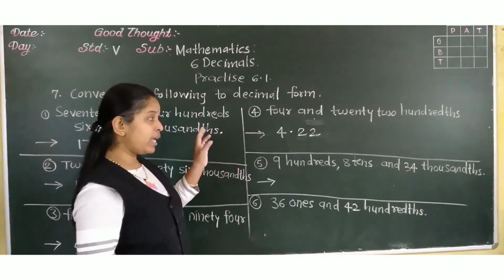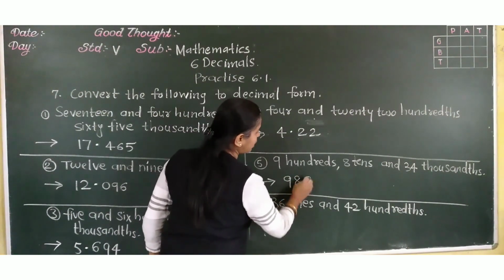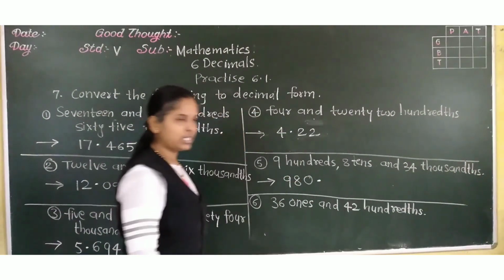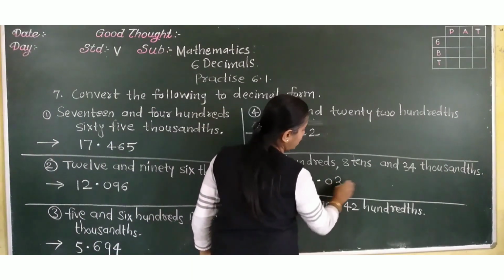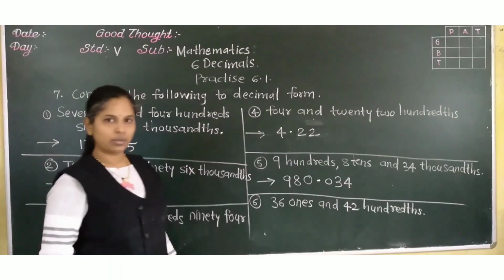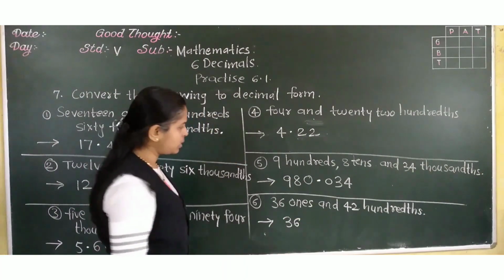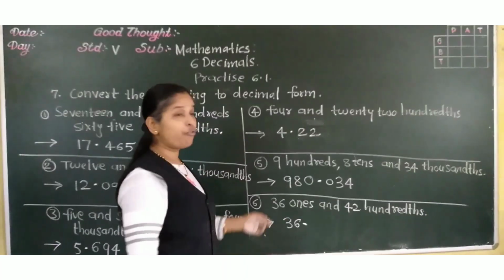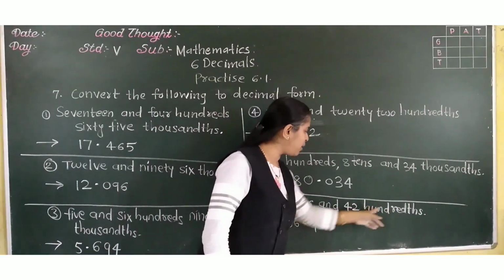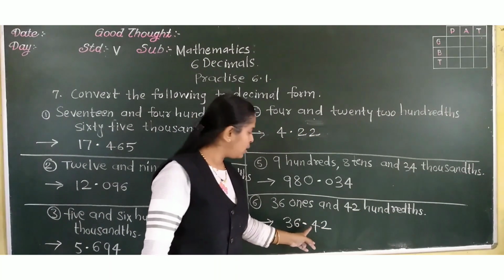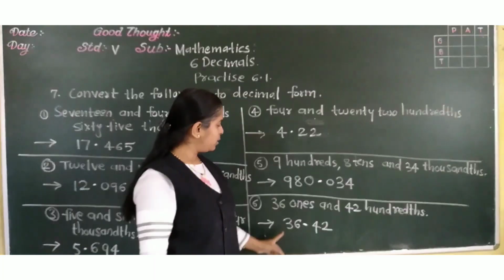Now next, 9 hundreds, 8 tens. Now see here, 900, 8 tens, the unit place nothing, so 0. And that is the decimal point. 34 thousandths. That is 980.034. Got it? Next, 36 ones means total 36 and decimal point, 4,200 thousandths. That is 42 hundredths. 2 should be there at the hundredths place and before that 4, that is 4 will be at the tenths place. So 36.42. Okay, 36.42.